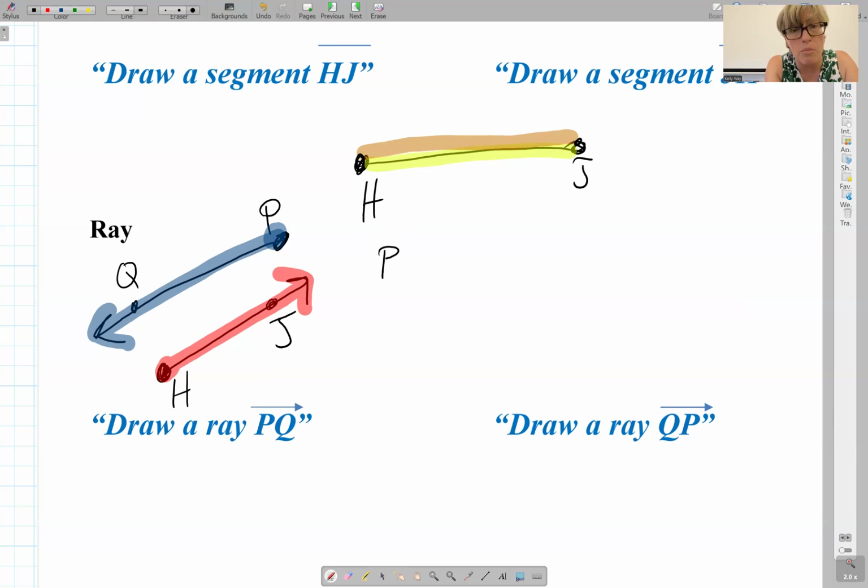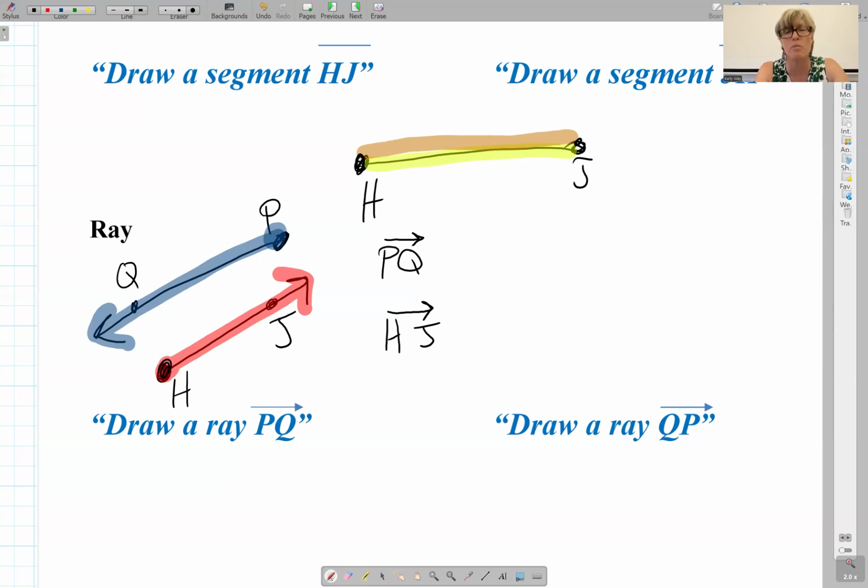Now, regardless of the direction it faces, the symbol for ray would be like this. You start with the endpoint, then you go to the arrow point, and you put a little baby ray right above it. The symbol will face to the right, even if the ray itself faces to the left. So PQ would be correct. Here, our endpoint is H, our arrow point is J, little baby arrow.